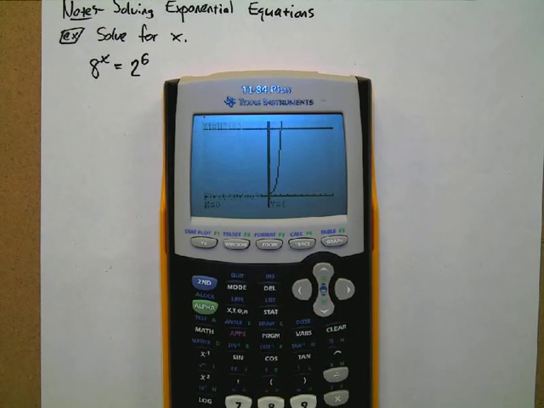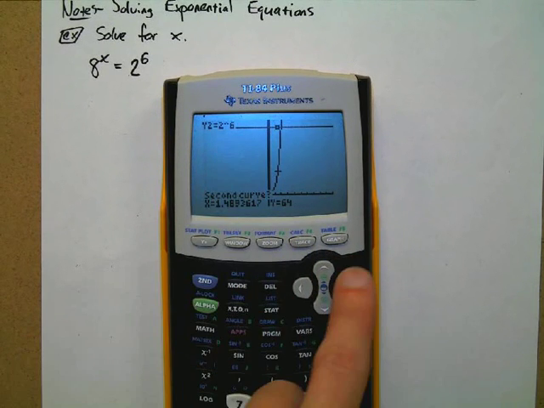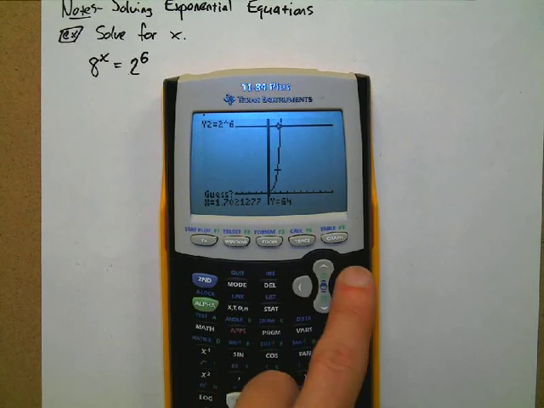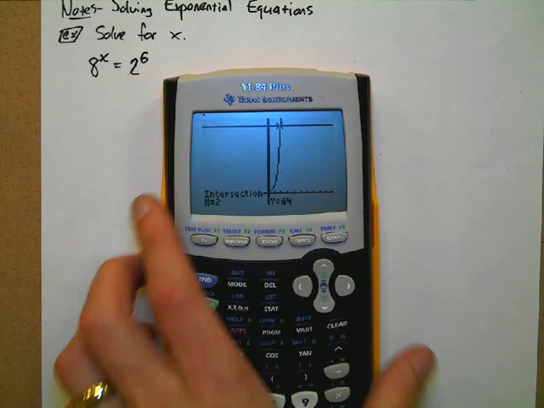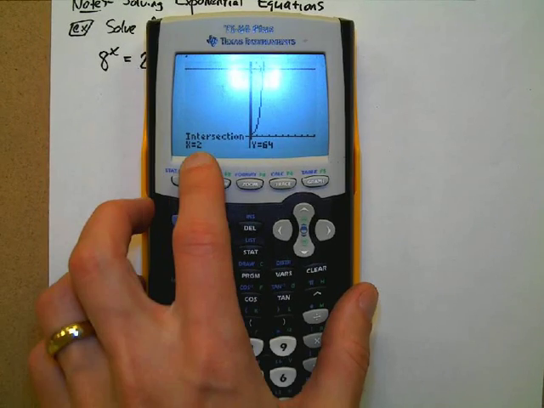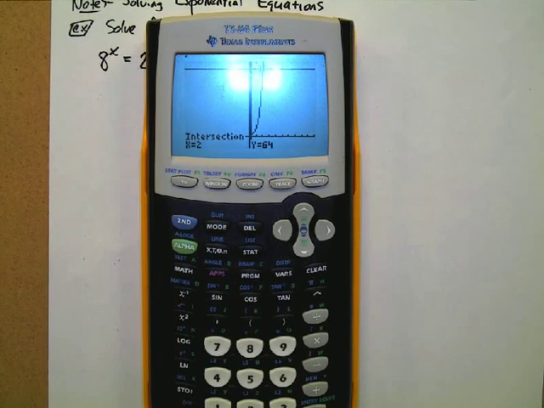My first curve is the 8 to the x, the next one is 2 to the 6th. I'll move my cursor close to the point of intersection. With my calculator's analysis here, the solution to this equation must be 2. So we know by the calculator that x equals 2.